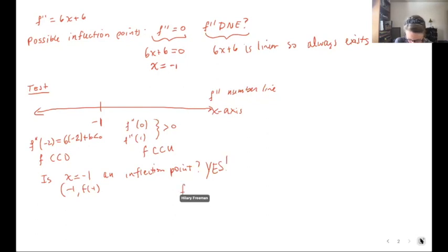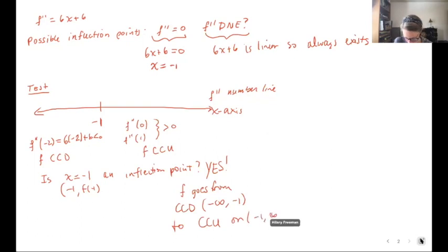f goes from concave down on negative infinity to negative 1, to concave up on negative 1 to infinity. Okay, so we now have listed the intervals of concavity and the inflection points. And I think the only thing left is to talk about extreme values. And I think we can do that on the previous page. So type a W in the chat window if you want me to just slow down and let you write things down. Type an R if you're ready for me to move back to the previous page.